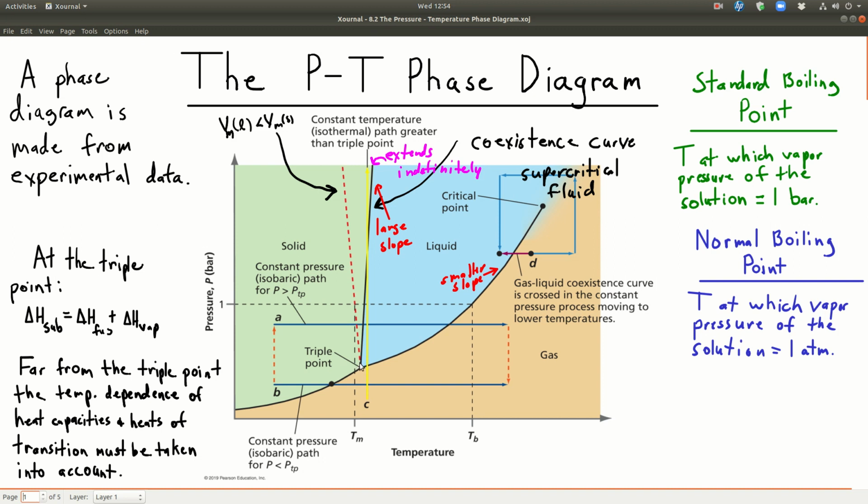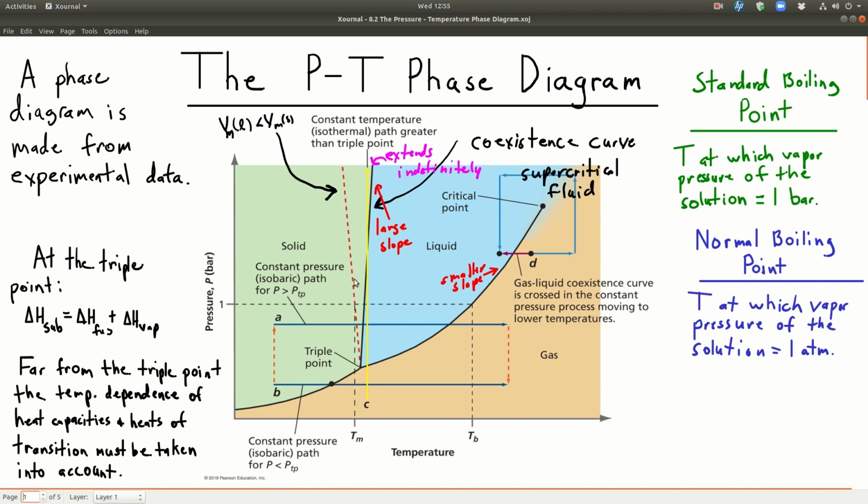For most substances, the molar volume of the liquid is greater than the molar volume of the solid. When that's the case, this coexistence line that separates the solid from the liquid phase has a positive slope. It leans to the right. For the weird substances such as water, where the molar volume of the liquid is less than the molar volume of the solid, this line leans to the left. It has a negative slope.